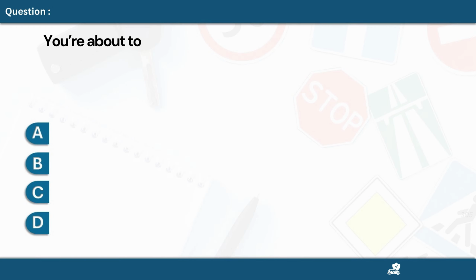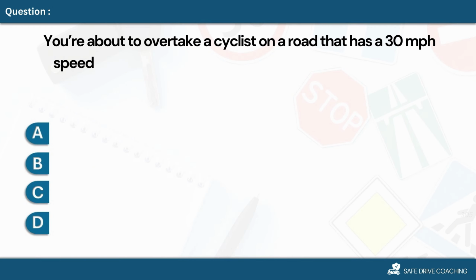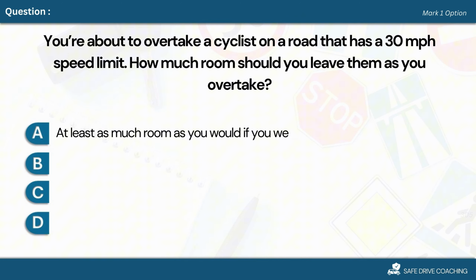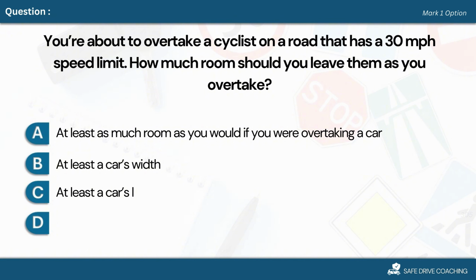You're about to overtake a cyclist on a road that has a 30-mile-per-hour speed limit. How much room should you leave them as you overtake? A. At least as much room as you would if you were overtaking a car. B. At least a car's width. C. At least a car's length. D. At least 2 car widths.